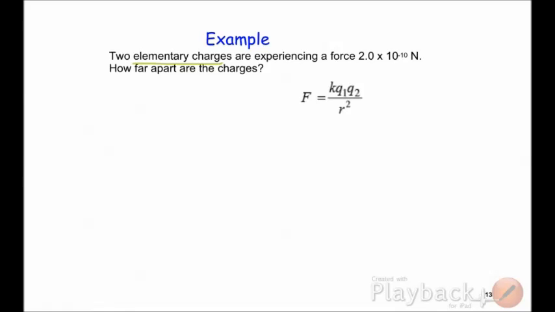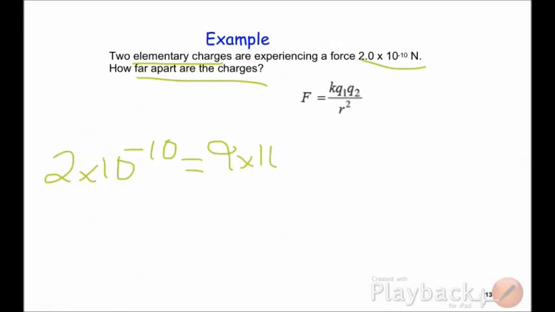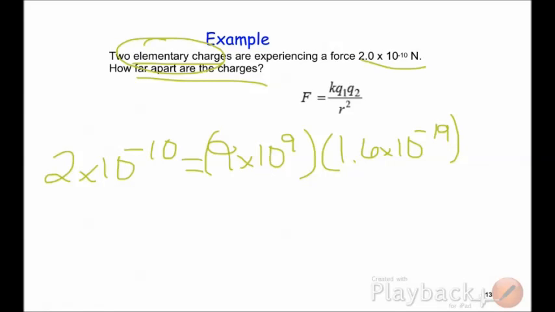Two elementary charges are experiencing a force of 2 times 10 to the negative 10, and they want to know how far apart they are. So my F is 2 times 10 to the negative 10, equals K, which is 9 times 10 to the 9th, times the charge of each one. Now these are elementary charges, which means they both have a charge of 1.6 times 10 to the negative 19th. Now I can write that out twice, or I'm just going to square that number, divided by r squared. Once you get here, it's just algebra.